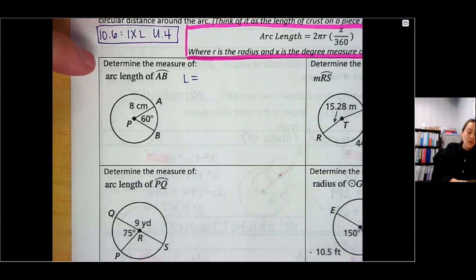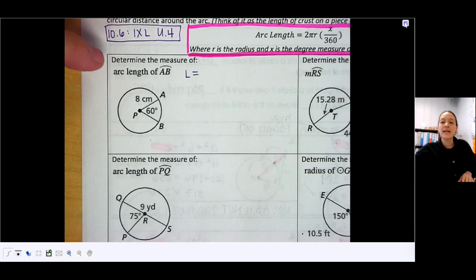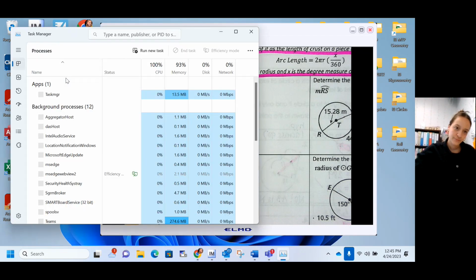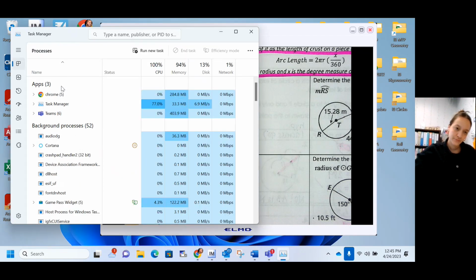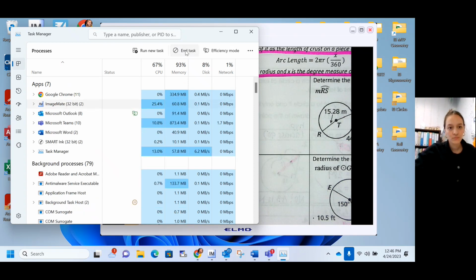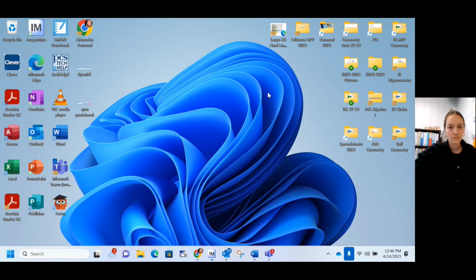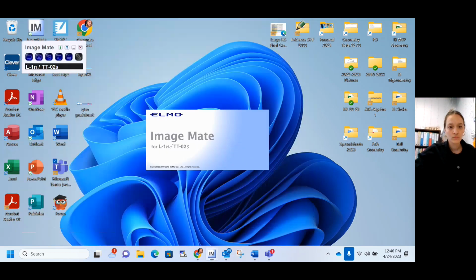Equals. Now, personally, why did this freeze on me? All right, 1 second.